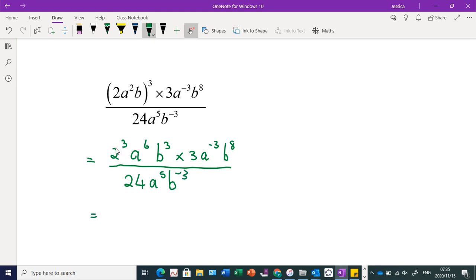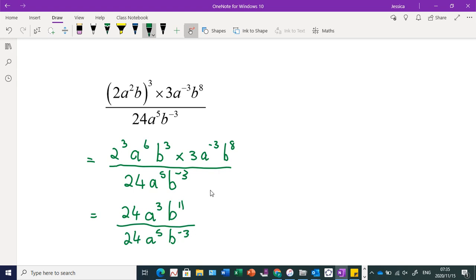So let's just simplify the numerator. We're going to get this 8 over here times 3, which is 24. We're going to get a to the 3 when we add the exponents on the a's. And we're going to get b to the 11. On the denominator, we've also got 24. We've got a to the 5. And we've got b to the minus 3.